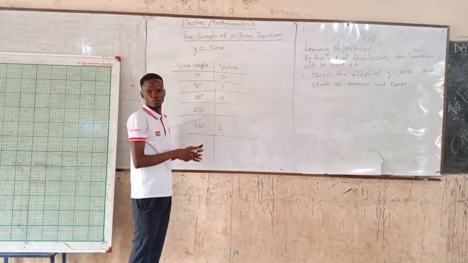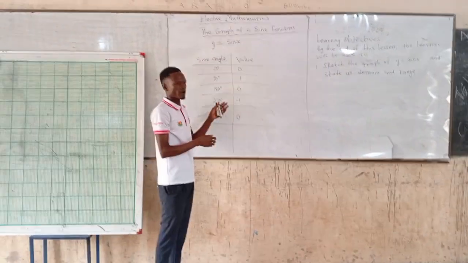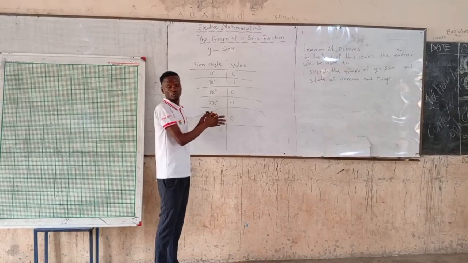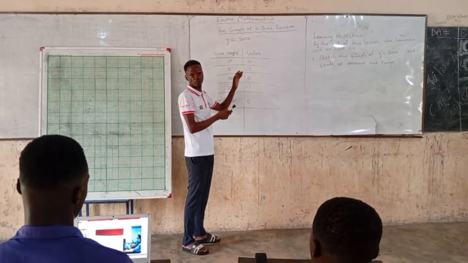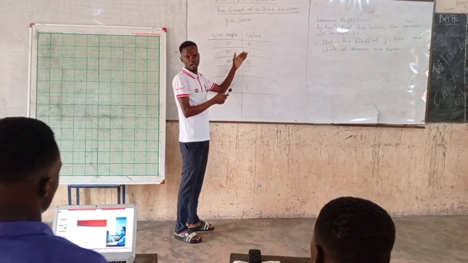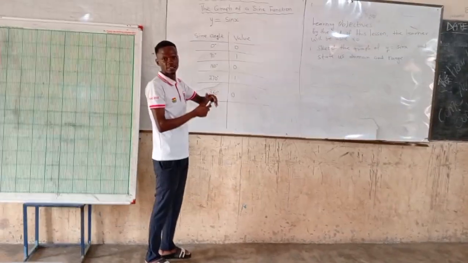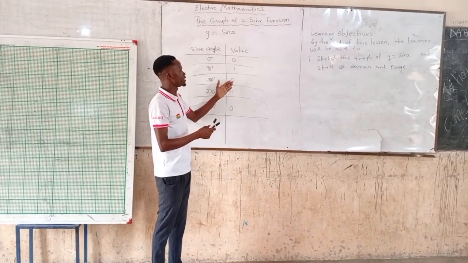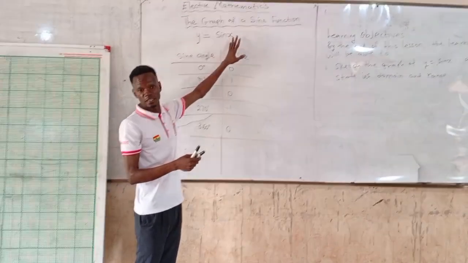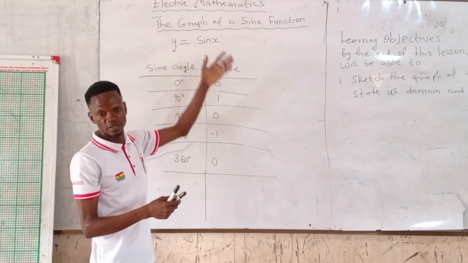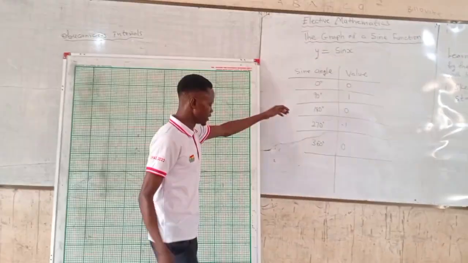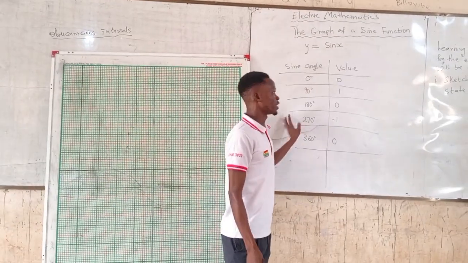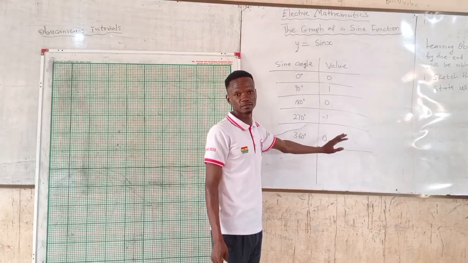Okay, so we are going to plot these points on what? On a graph board. So when we plot the points on a graph board, we'll be able to see the nature or the shape of the graph of y equals sine x. In some cases, you can also have it as y equals to sine theta, if our x is what? Theta. Is that okay?